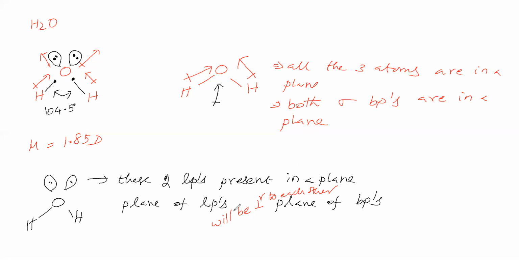Now, this bond pair dipole moment will be like this, and this lone pair dipole moment will be like this. What is the resultant dipole moment? The bond pairs' resultant dipole moment is towards up, and the lone pairs' resultant dipole moment is also towards up. Therefore, this molecule has a dipole moment, which is 1.85 D.